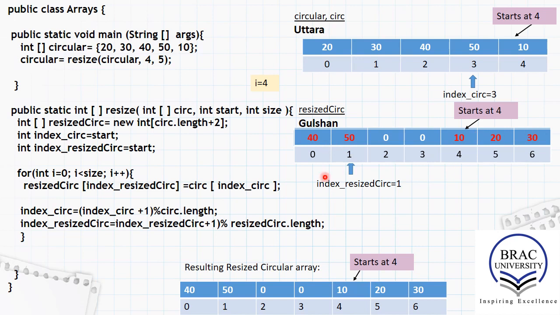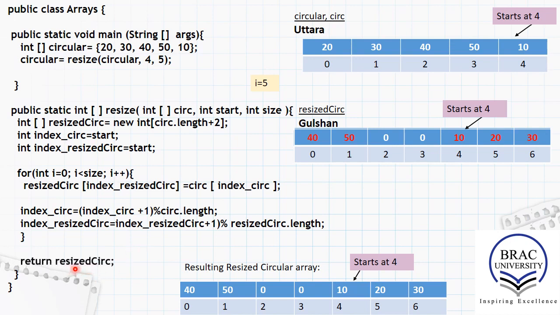So I have done resizing my array. Now I still have one more step left. That is, I need to return this reference at the end of my method. So after this iteration, i will become 5 and the loop will terminate. Okay, so now I should return the reference of this array that is stored in the variable resized_circ.